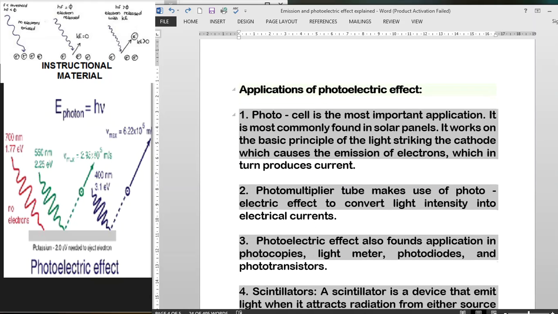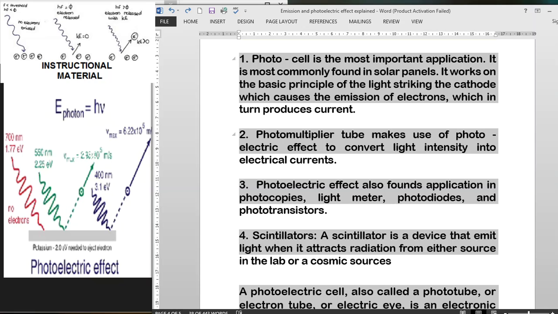So we also have photocopiers, photostatic light. As a result of photoelectric effect, photostatic lights are able to be used in photocopiers, light meters, photodiodes, and also phototransistors. All right. So these are what the photoelectric effect can be used for. We have the photometer, which is the light meter, the photocopiers, photodiodes, and also phototransistors.